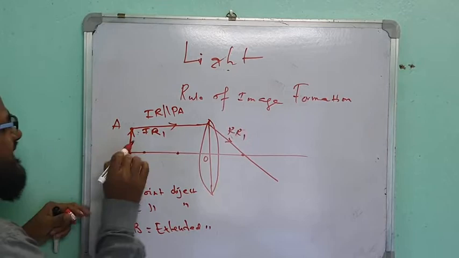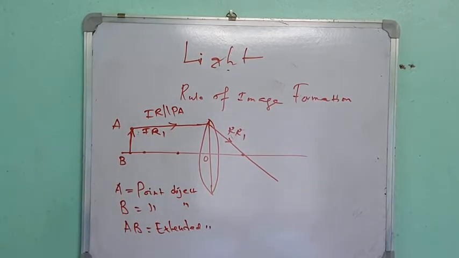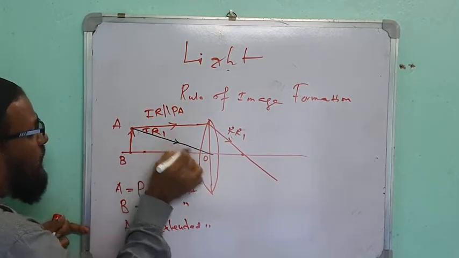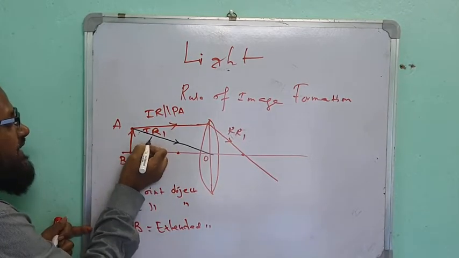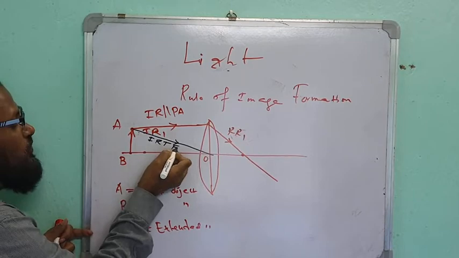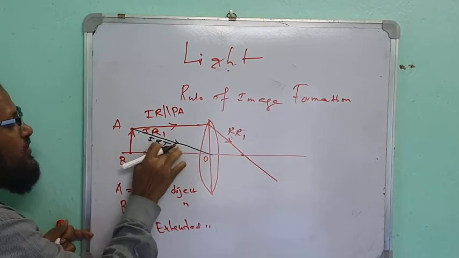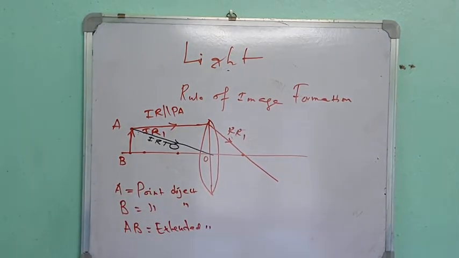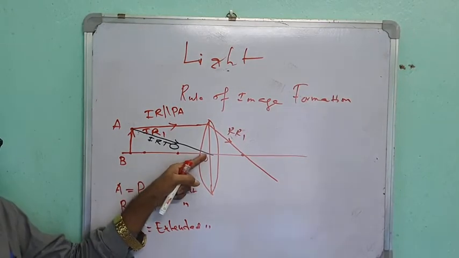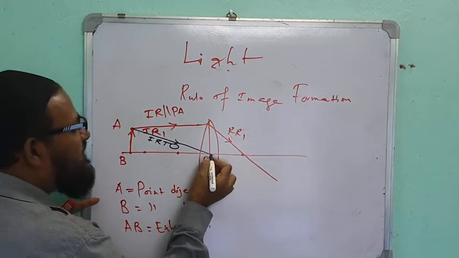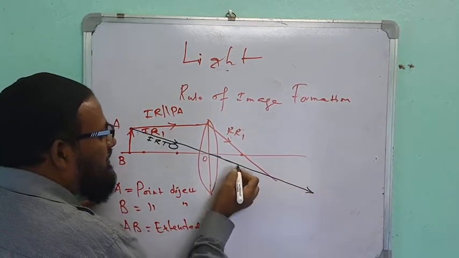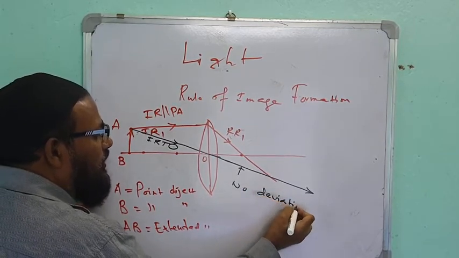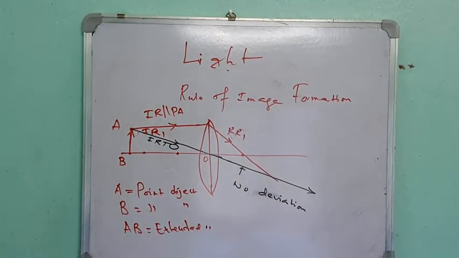Okay. Another incident ray, I am drawing in a second color. This is the rule. Incident ray through optical center. Through O. O means optical center. Incident ray through O means no deviation. This is the rule. What is the rule? No deviation. Clear? It's the rule.